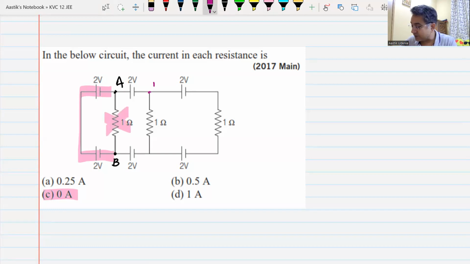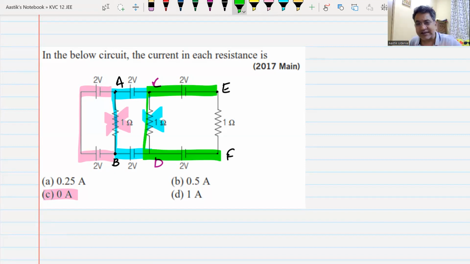Then if you call this point as C and D, and if you go from C to D in this path, remember there is no current, so you can go straight away like this. Again, there will be no potential difference between C and D, and therefore the current in this branch is also 0. Do we understand this? And similarly, if I go from E to F, I will end up with the same result.